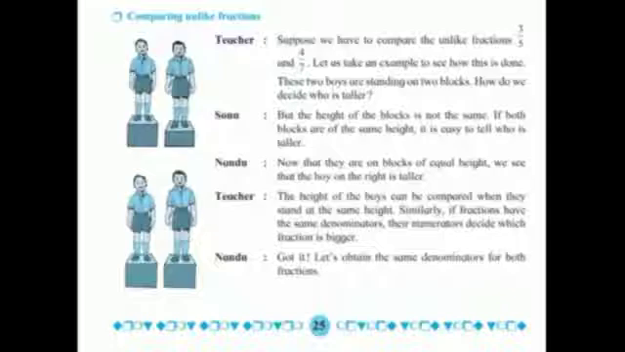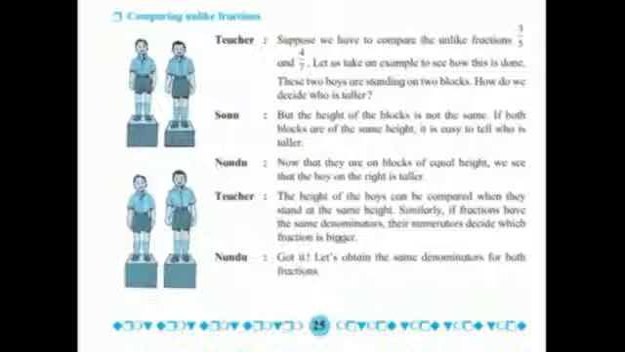Teacher says, suppose we have to compare the unlike fractions like 3 upon 5 and 4 upon 7. Now 3 upon 5 and 4 upon 7 are unlike fractions. Why? Because their denominators are not the same. Okay. So let us take an example to see how this is done.